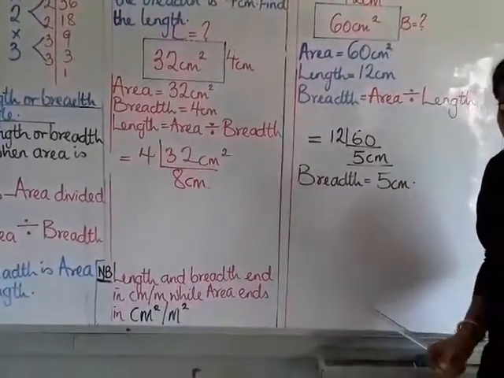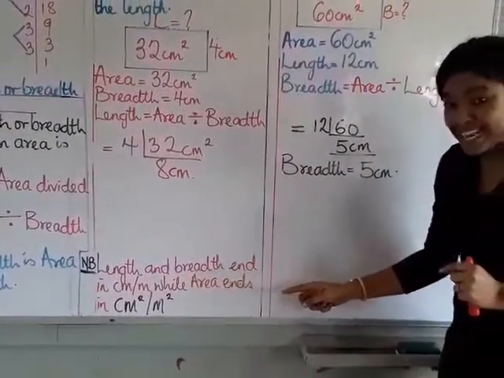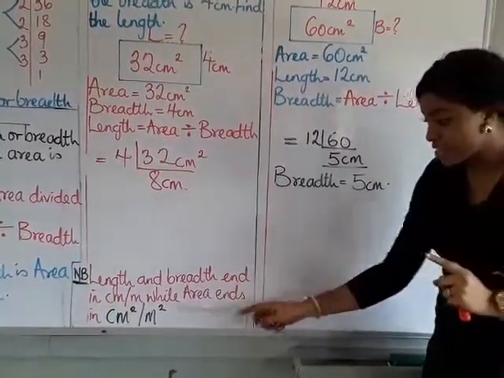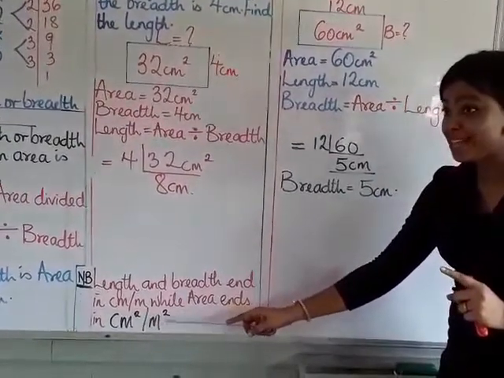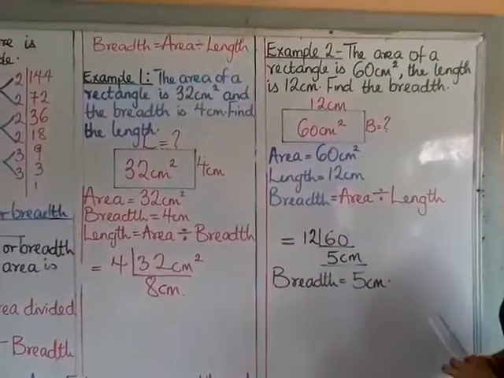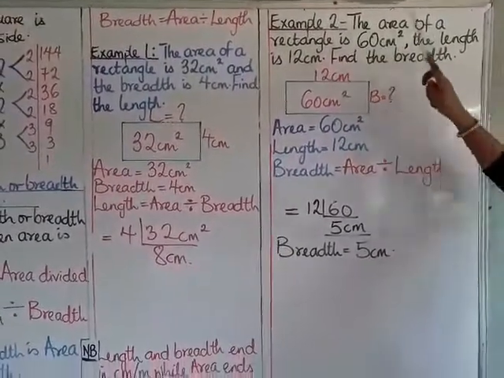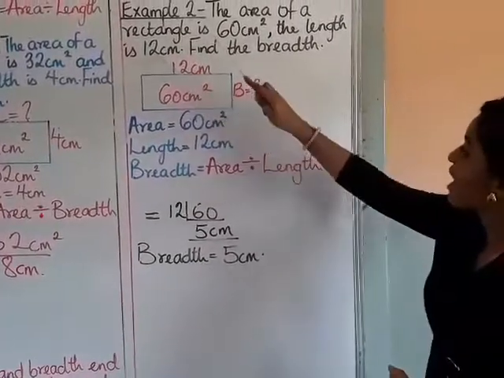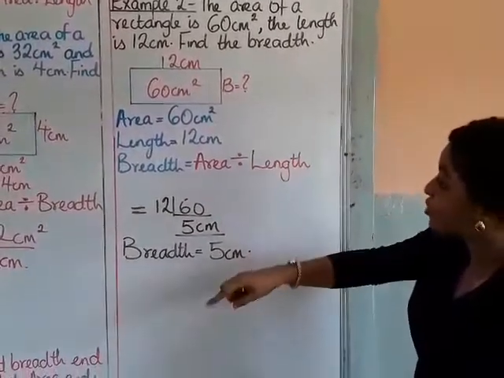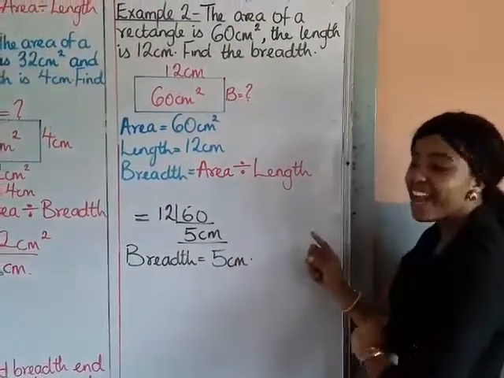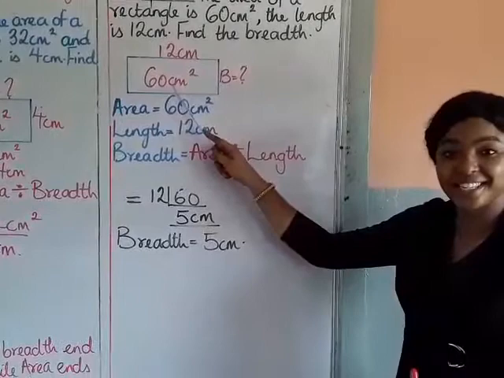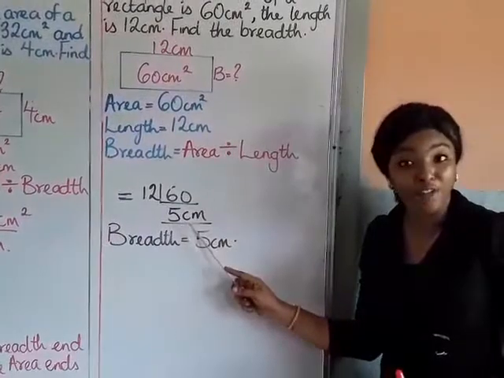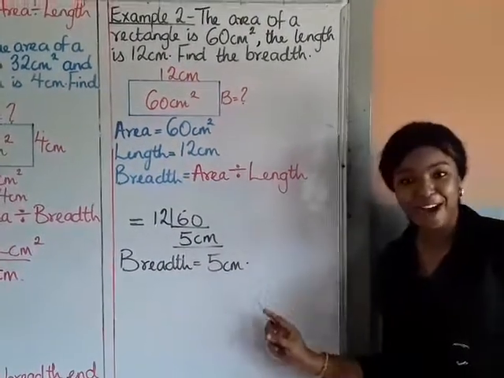Okay? Now children, note that length and breadth end in centimeters and meters, while area ends in centimeters square and meters square. Now, example 2. The area of a rectangle is 60 centimeters square. The length is 12 centimeters. Find the breadth. Remember, for us to find the breadth, area divided by length. And the area is what? 60 centimeters square. So 60 divided by 12, which is the length, will give us 5 centimeters. So the breadth is 5 centimeters.